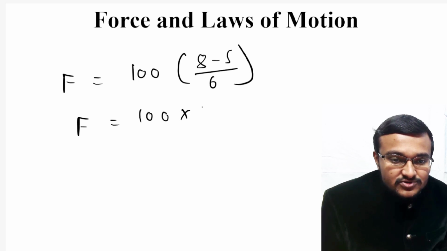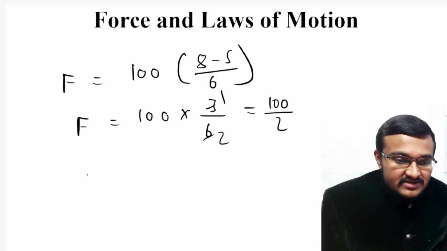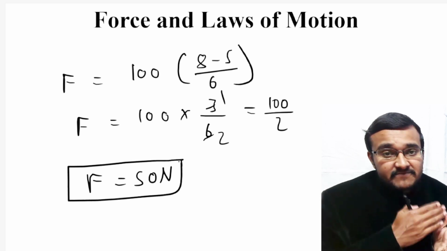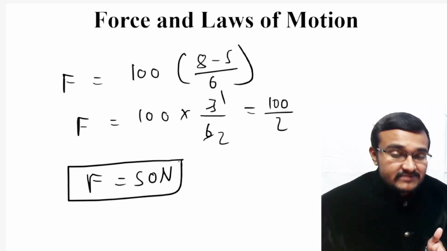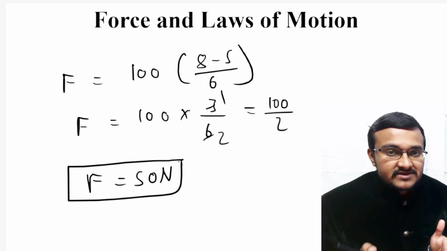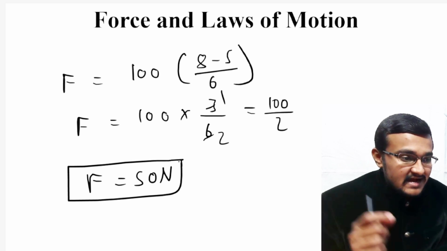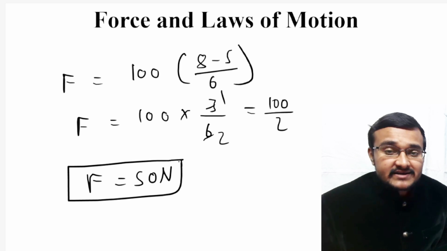So 100 into 3 divided by 6. So 3 ones are 3, 3 twos are 6. So 100 divided by 2 will be there. So that is equal to 50 Newton. So 50 Newton is the force exerted by the object when it was accelerating from 5 meter per second to 8 meter per second in 6 seconds time. And initial momentum was equal to 500 kg meter per second and final momentum is equal to 800 kg meter per second.